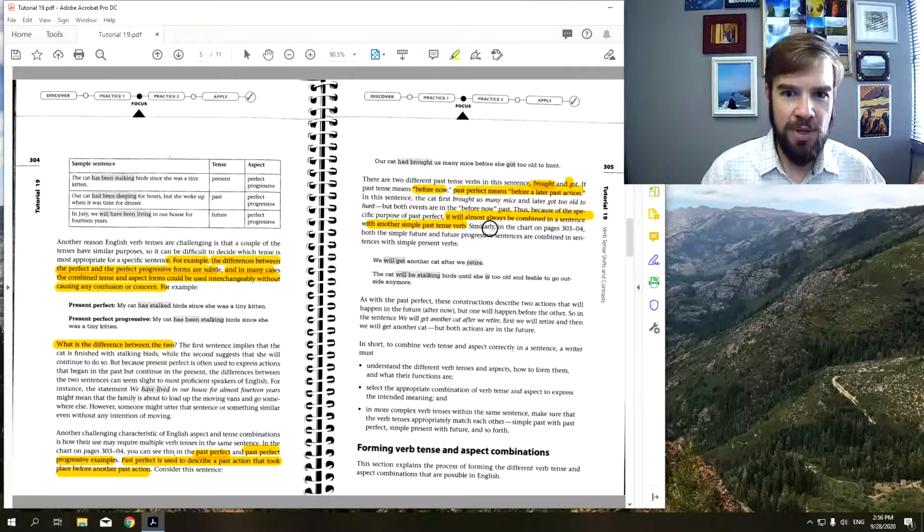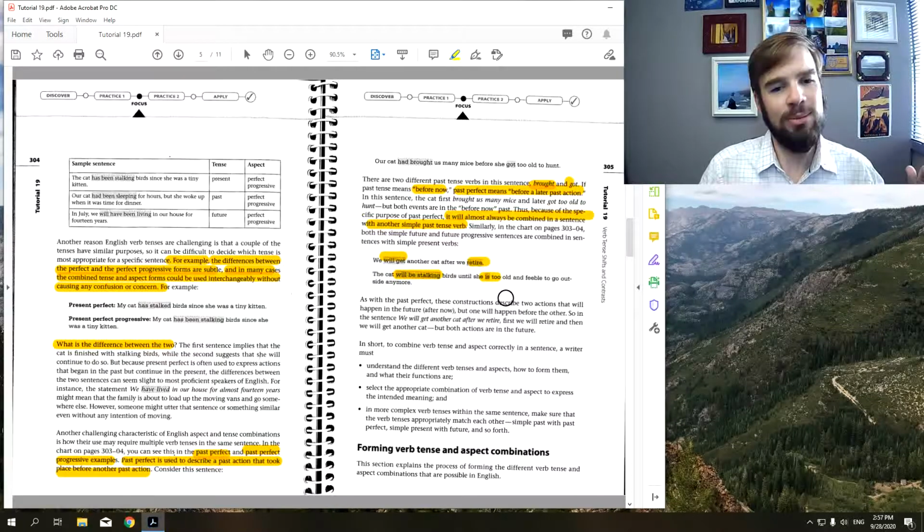Now, similarly, in the chart on pages 303 and 304, both the simple future and future progressive sentences are combined in sentences with simple present verbs. So we will get another cat after we retire. Retire, will get. The cat will be stalking birds until she is too old and feeble to go outside anymore.